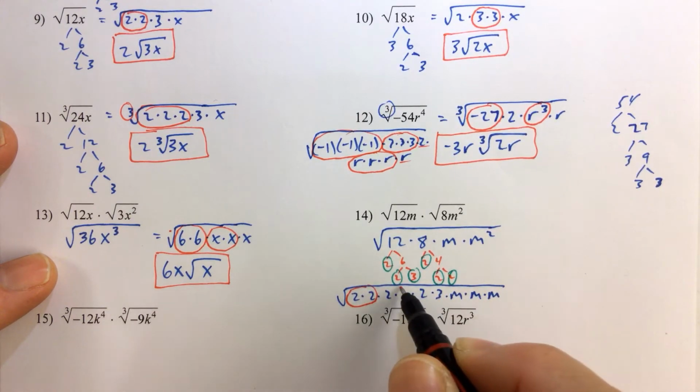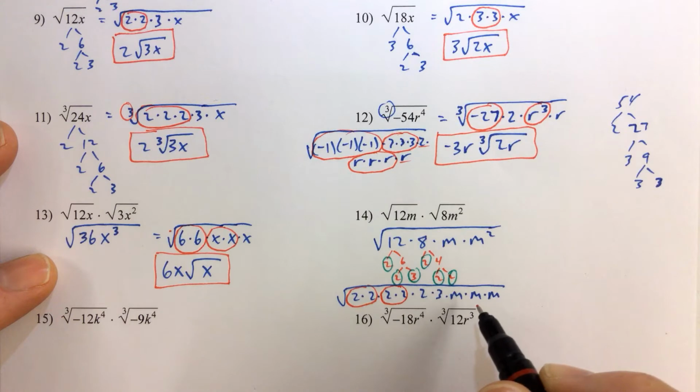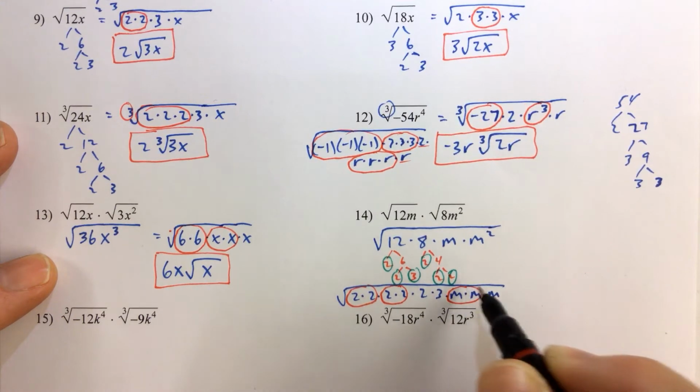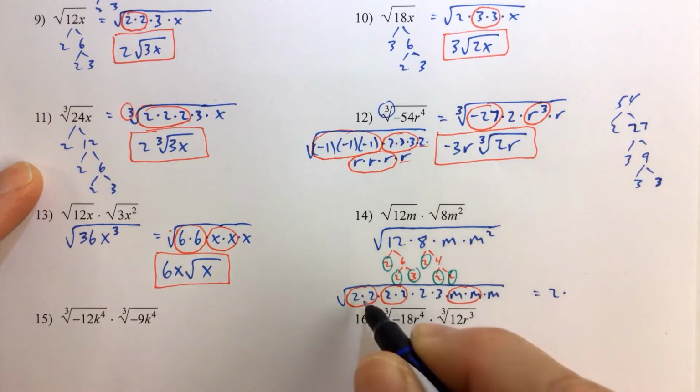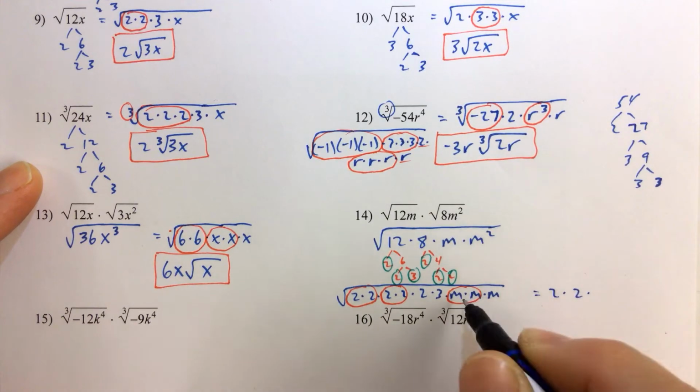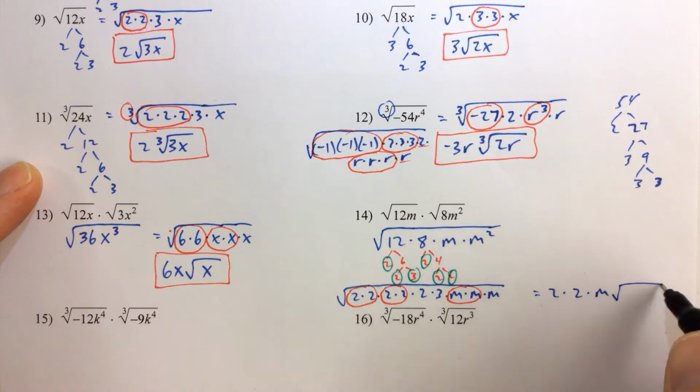Now again, we're looking for a square root, so we're looking for pairs. There's one pair, there's another pair of 2s, here we have a pair of m's, and so we get to pull a 2 out, we get to pull another 2 out, and we get to pull an m out, and then what we're left with is 2 times 3 times m.